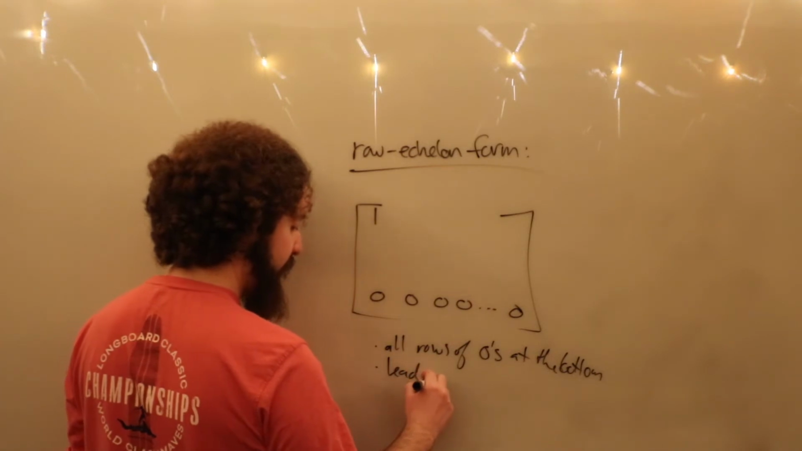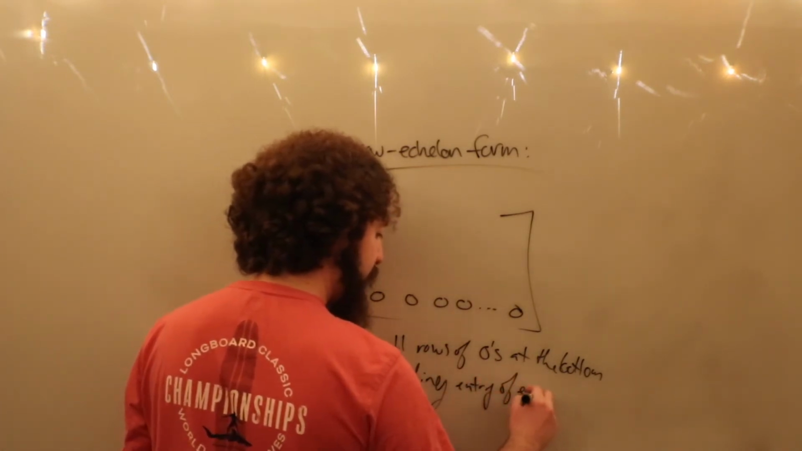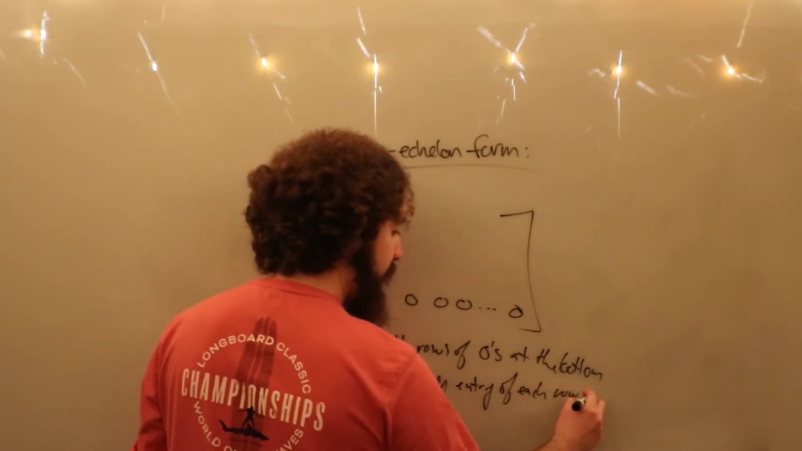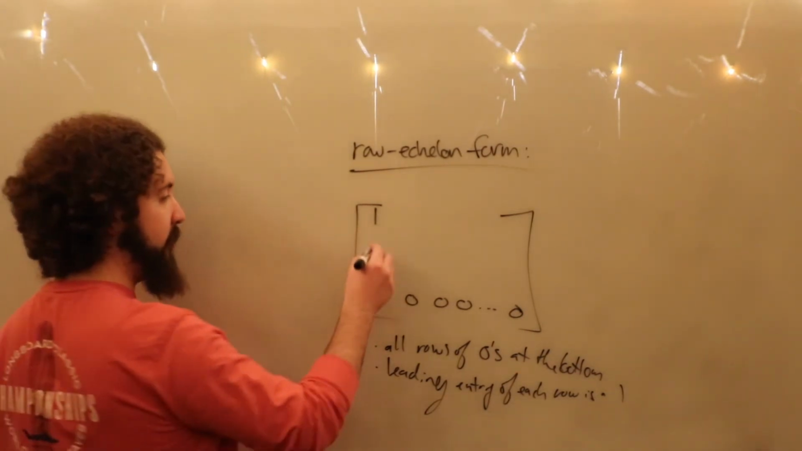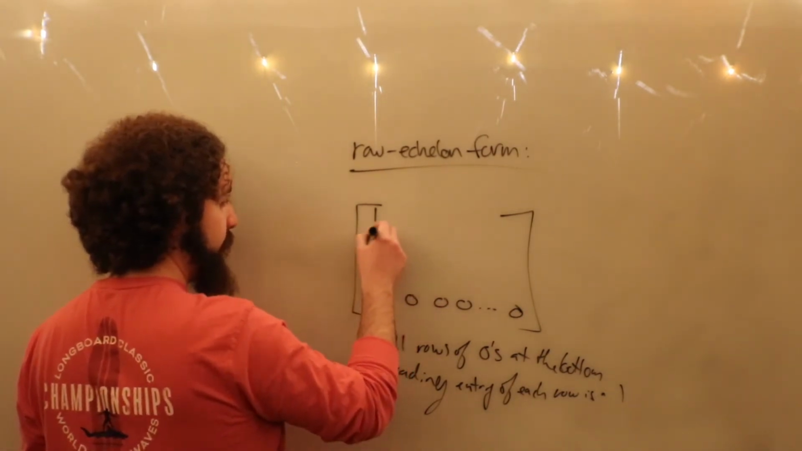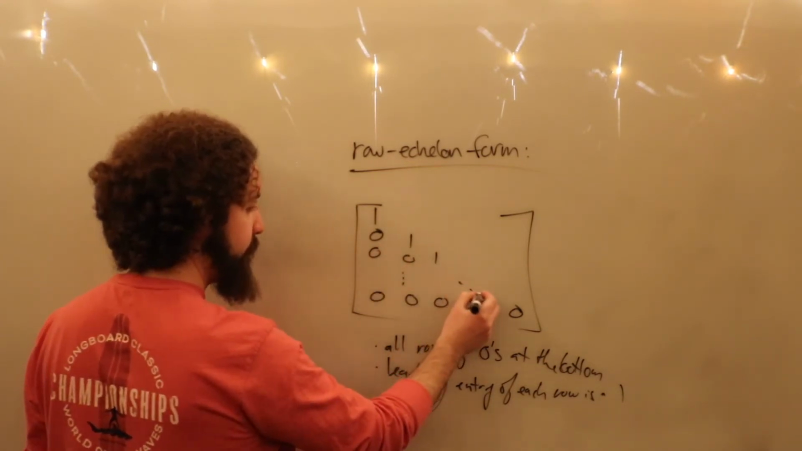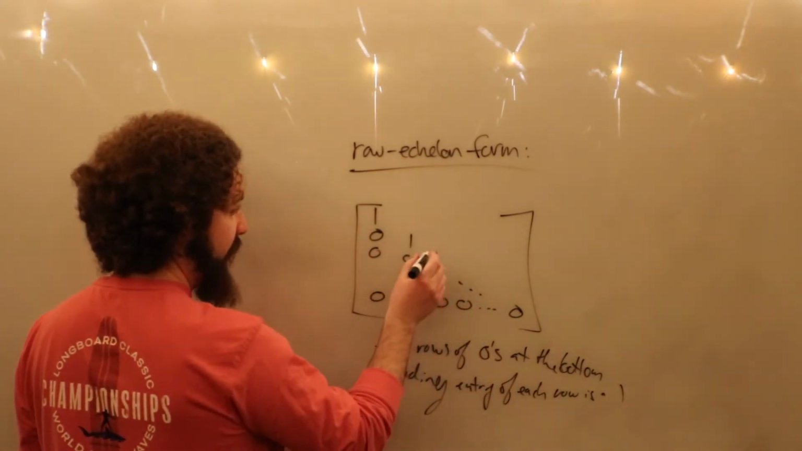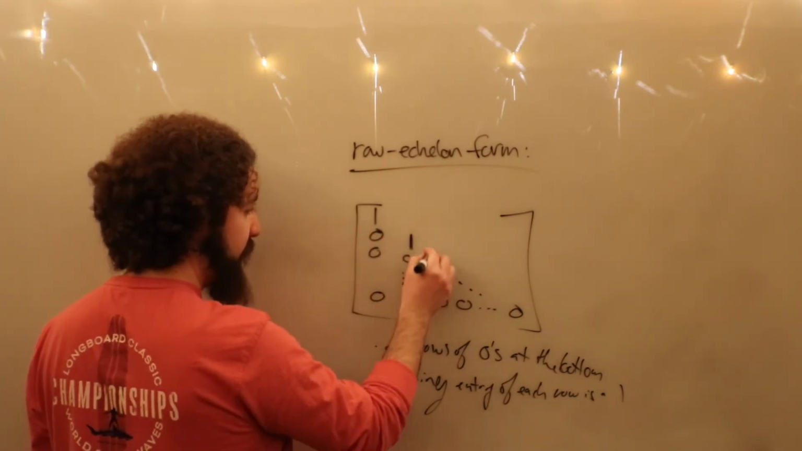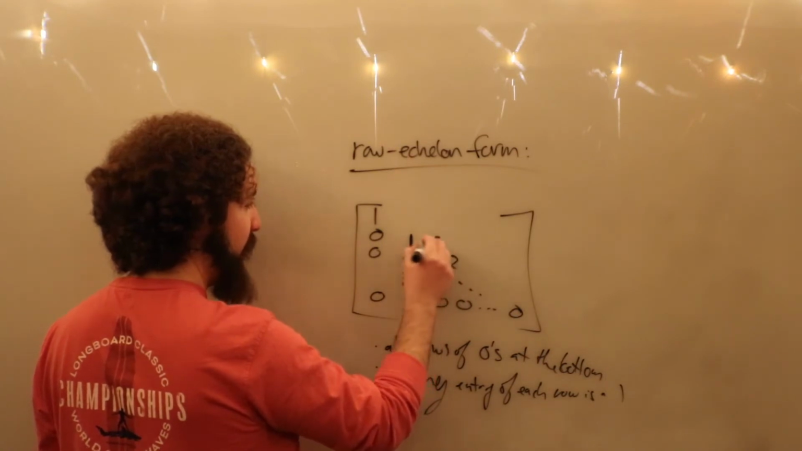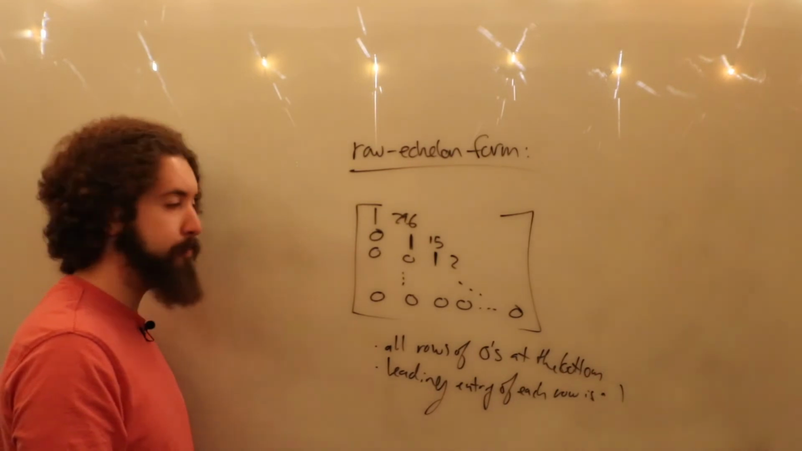Leading entry is the second property. Leading entry of each row is a 1. Leading entry is just the first non-zero entry here. So you have first entry in this row is a 1, the first entry in this row. You can have anything you want after that, 296. But the first entry is going to be a 1.